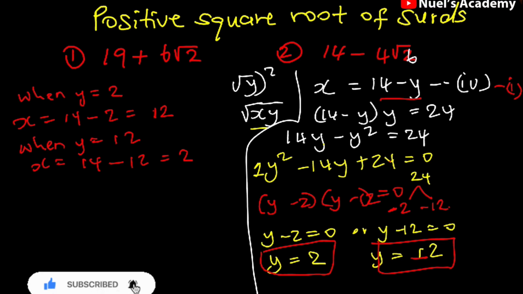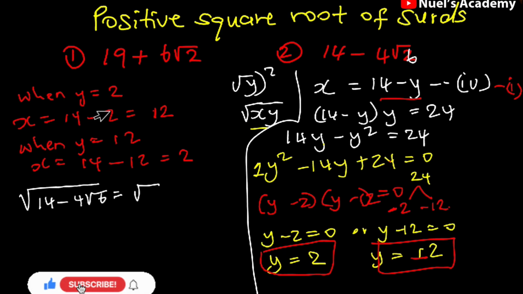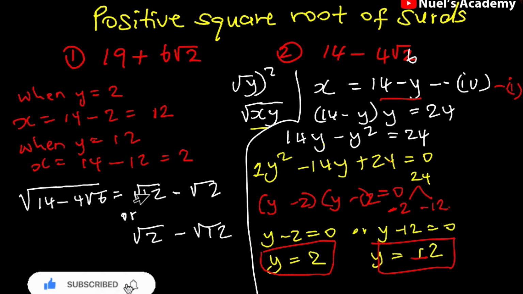So we have two values of x and y. We now conclude that the positive square root of 14 minus 4 root 6 is equal to root x minus root y. When x is 12, y is 2. For the second case, when x is 2, y is 12. Now if we simplify root 12 minus root 2, you're going to get a positive value. If we simplify root 2 minus root 12, you're going to get a negative value.